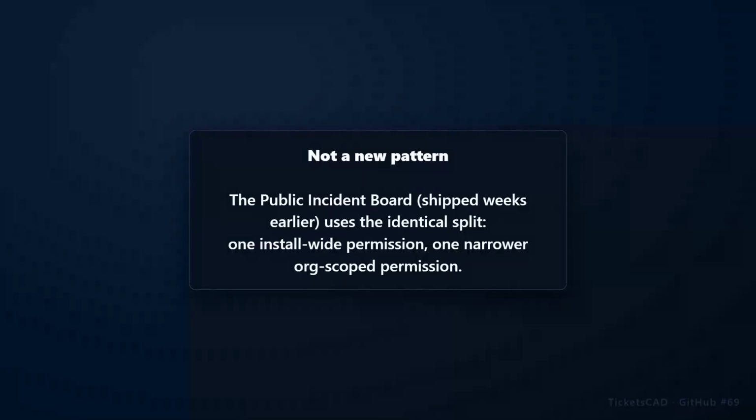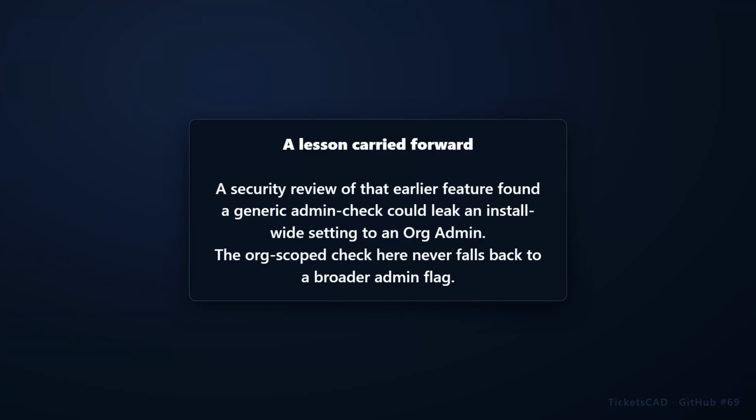If this install-wide versus org-scoped split sounds familiar, it should. The public incident board, shipped a few weeks earlier, uses the identical pattern: one permission for install-wide settings, a second, narrower permission for an org's own self-service slice. That earlier feature is exactly where this design got battle-tested. A security review of that earlier feature found a real gap. A generic admin check could accidentally let an org admin reach an install-wide only setting. Custom form types were built with that lesson already applied. The org scope check never falls back to a broader admin flag, so the same class of leak can't happen here.